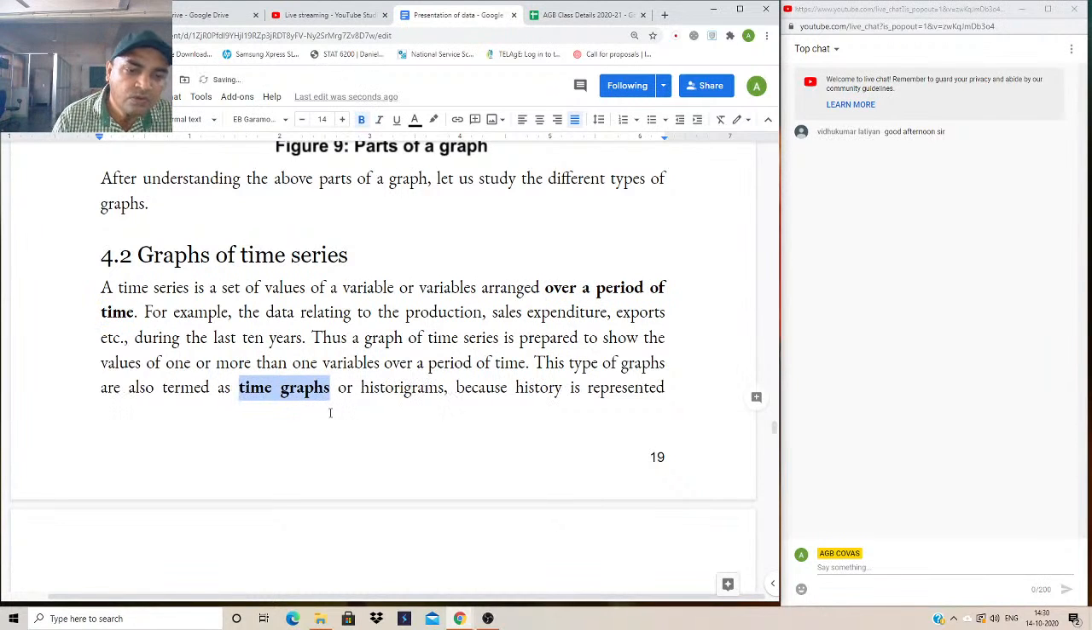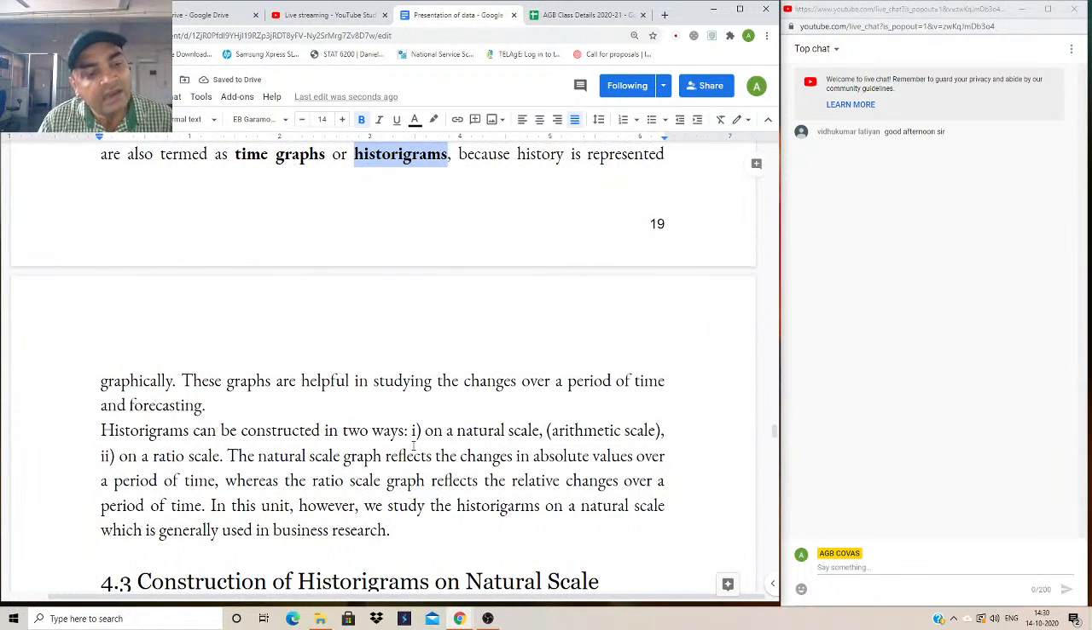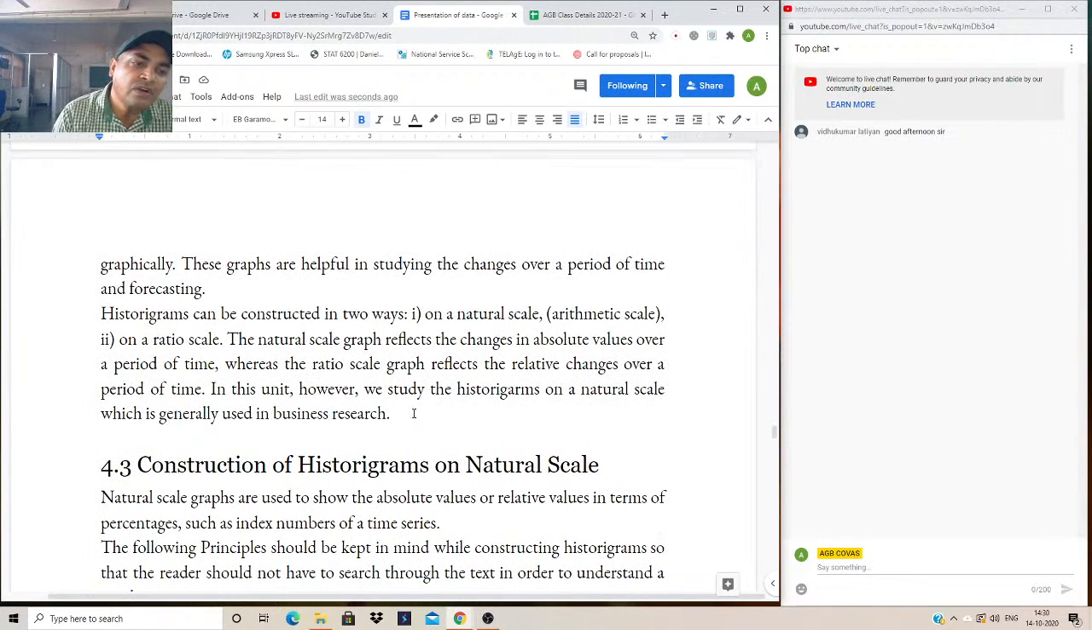They are also known as time graphs or histograms. They are known as histograms because history is represented graphically; that is, what is happening to the variable over time is shown in these types of graphs. So these graphs are helpful in studying the change over a period of time as well as for forecasting.